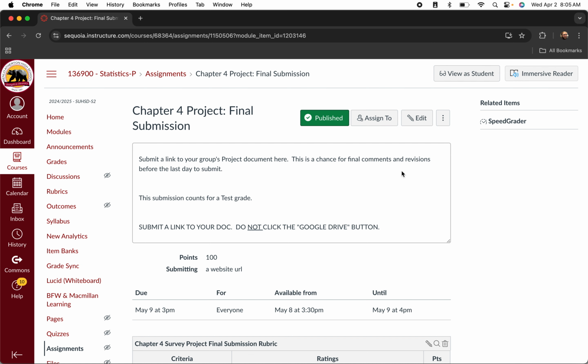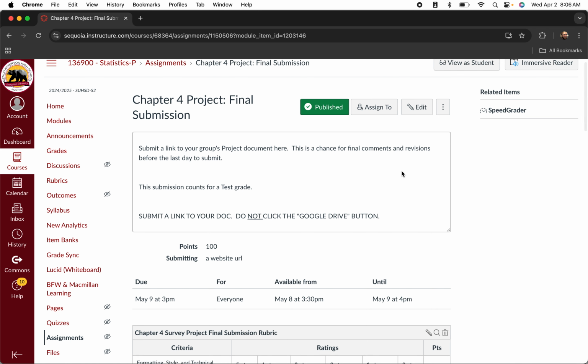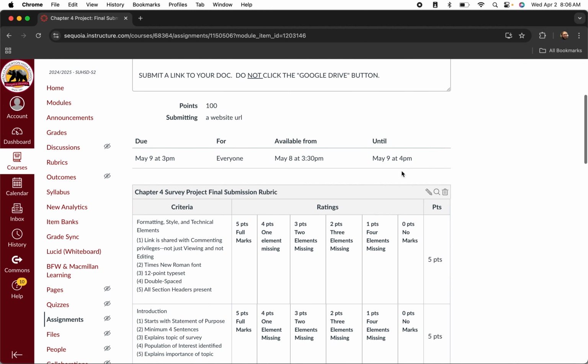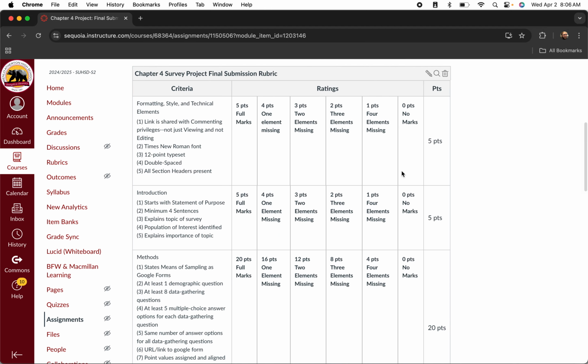This is also a good chance for you to look over everything and look at your final comments and revisions and make sure that you're hitting all of the criteria. So I will be grading you according to this rubric. So first off, overall formatting, style, and technical elements worth 5 points.